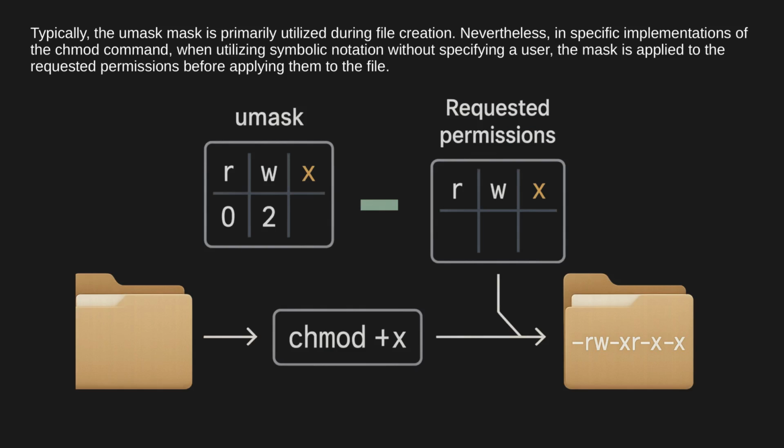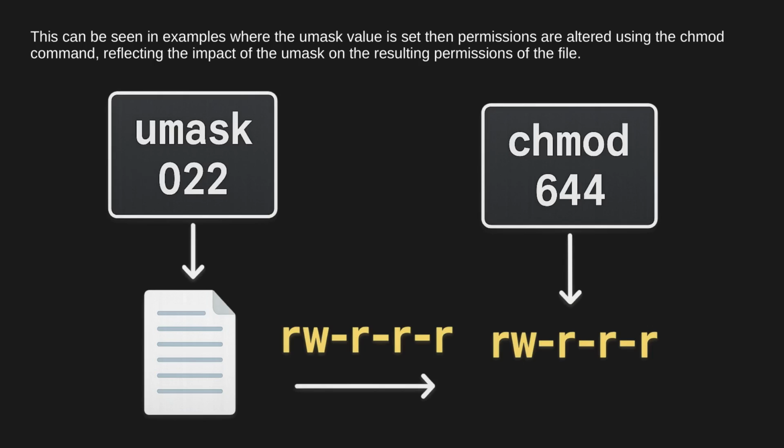Typically, the umask mask is primarily utilized during file creation. Nevertheless, in specific implementations of the chmod command, when utilizing symbolic notation without specifying a user, the mask is applied to the requested permissions before applying them to the file. This can be seen in examples where the umask value is set, then permissions are altered using the chmod command, reflecting the impact of the umask on the resulting permissions of the file.